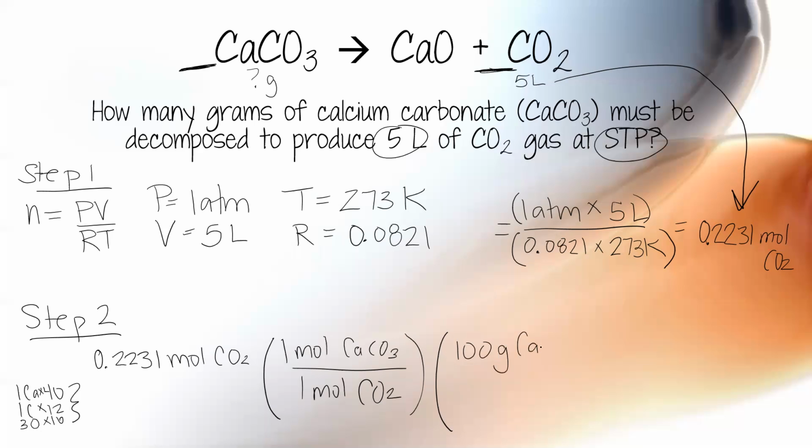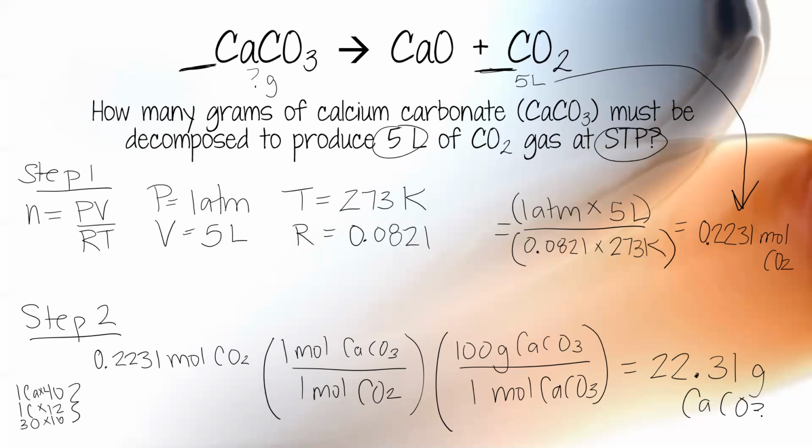Also, some of you are getting this part wrong just because of simple math errors. And then 1 mole of unknown on the bottom. So step 2 is just mole to mass stoichiometry like you've been doing forever. So 0.2231 or about that, whatever you got rounded, times 1, divided by 1, times 100, divided by 1, and I get 22.31 grams of calcium carbonate. I went from liters of carbon dioxide to grams of calcium carbonate, volume to mass stoichiometry.